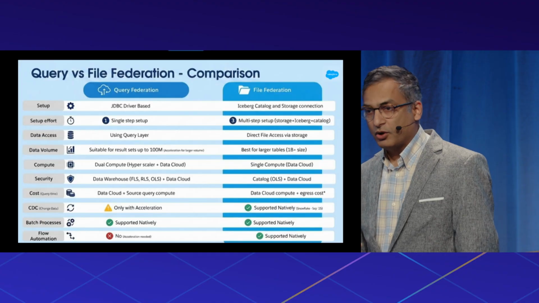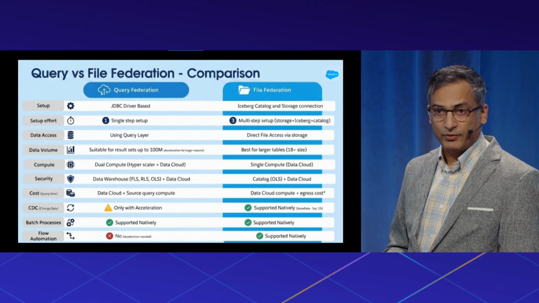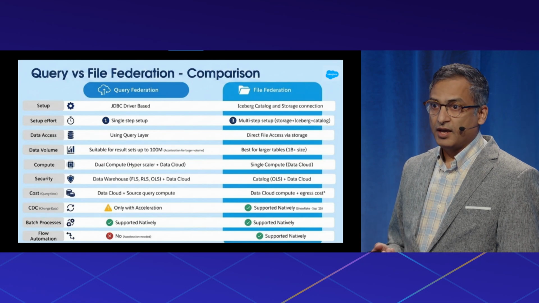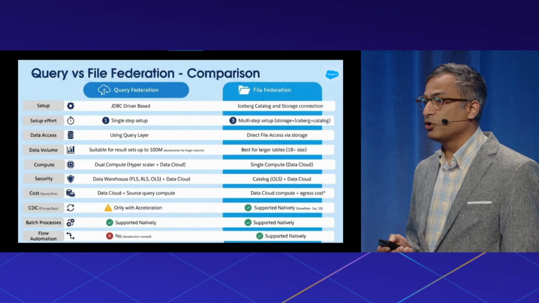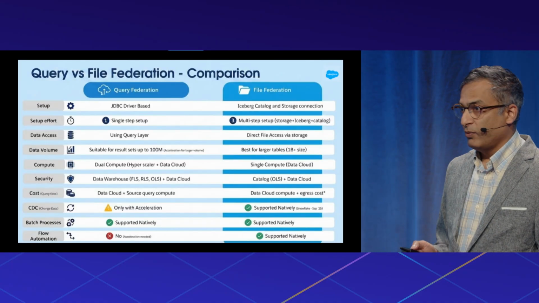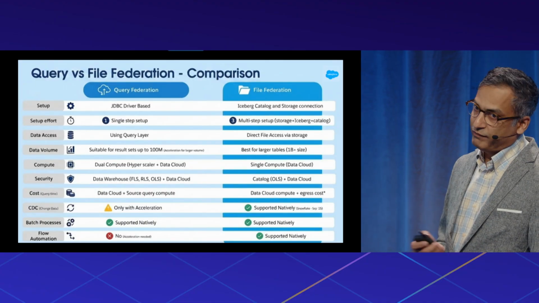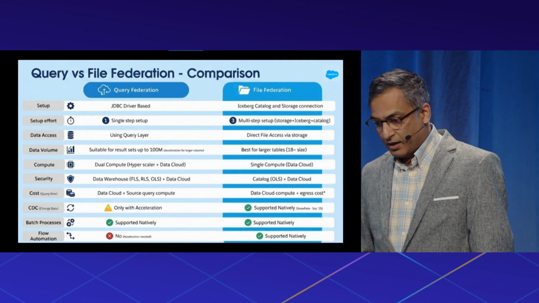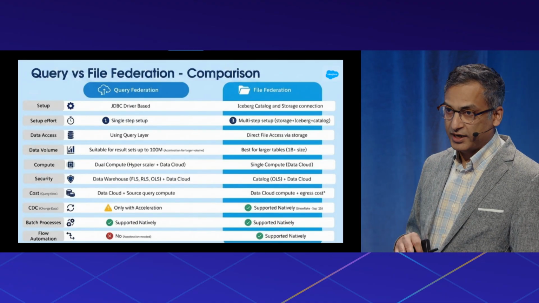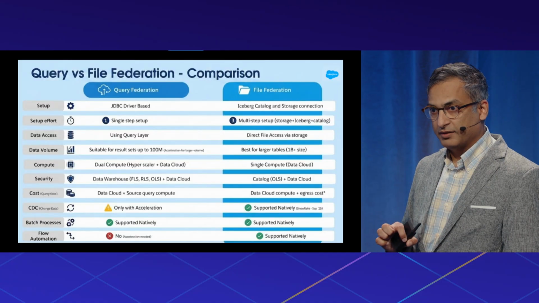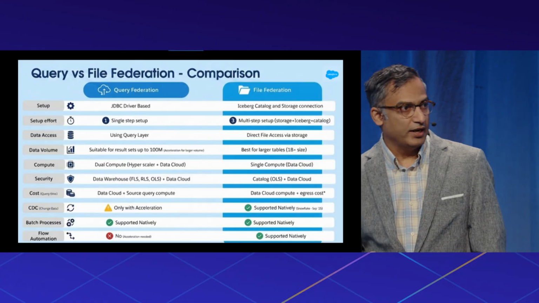Compute, we spoke about it, where with query federation, it's a dual compute. File federation, just a single compute, Data 360. What this means from a cost perspective is you would not incur a compute cost on your end when using file federation. Right, your data warehousing credits will not be consumed when you're using file federation, but however with query federation you would because you're running the query. Security, all the governance that you set in your data warehouse for the service principal that's used during the connection creation will be honored. FLS, RLS, OLS, any of those.